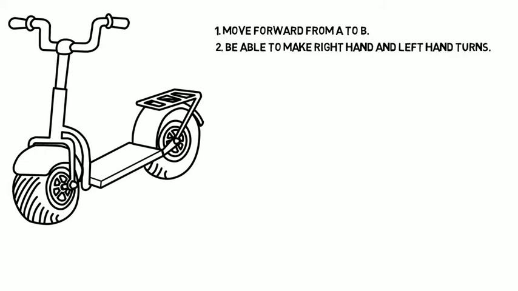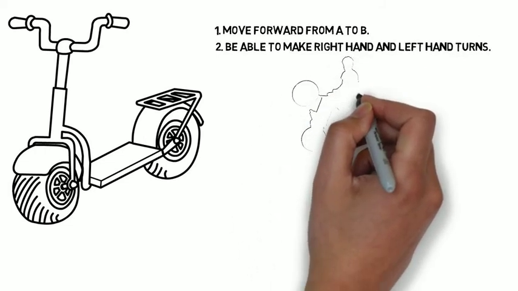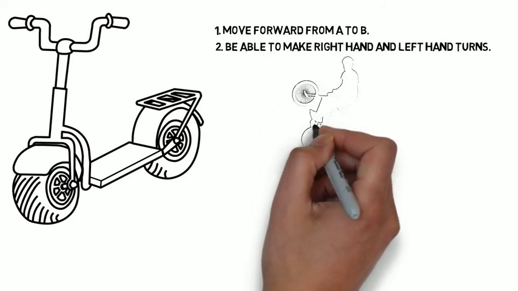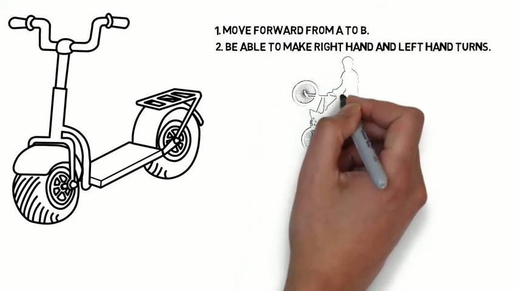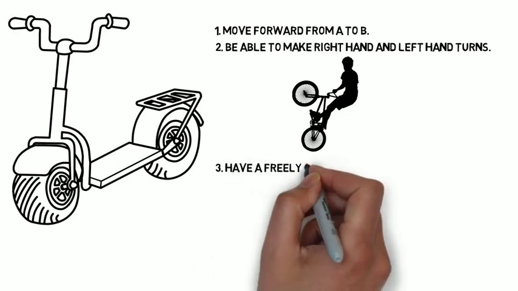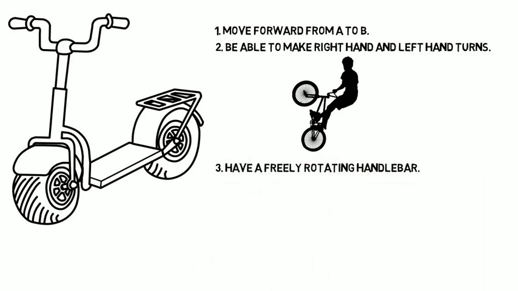Anything else? Maybe you want to do cool tricks with it. In that case, it would pay to have a freely rotating part somewhere, like one of those trick bikes. And that's the third requirement. 3. Have a freely rotating handlebar. Now you could add more, but for simplicity, we'll stop here.